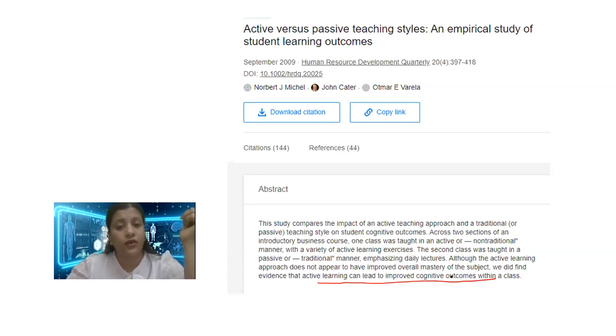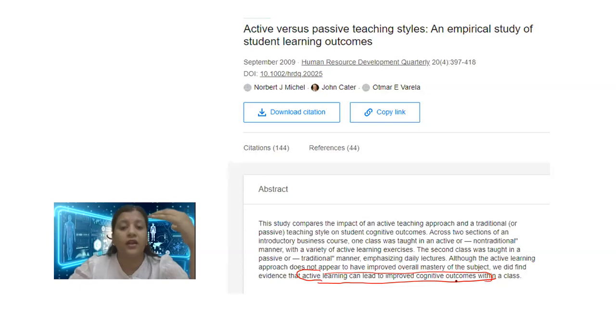When you compare active learning and passive learning, active learning improves the cognitive outcome. What is cognitive outcome? It is how you are able to reproduce, how you are able to get your knowledge or memory out of your brain at the time of examination. So this improves the cognitive outcome.